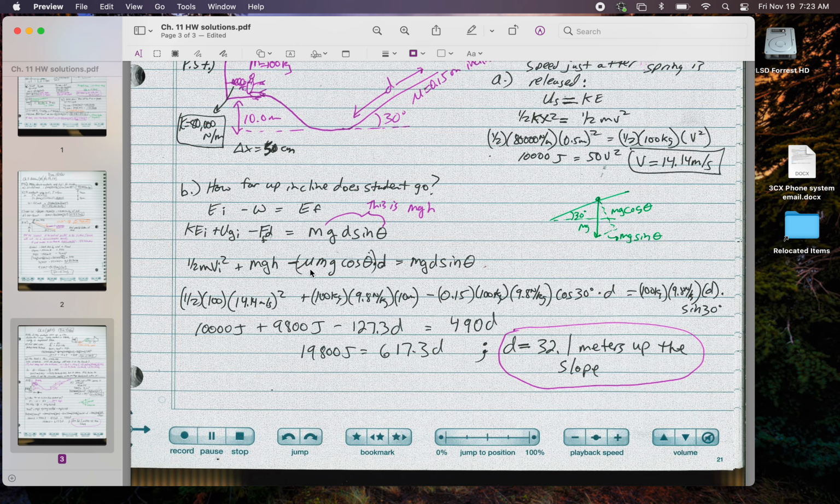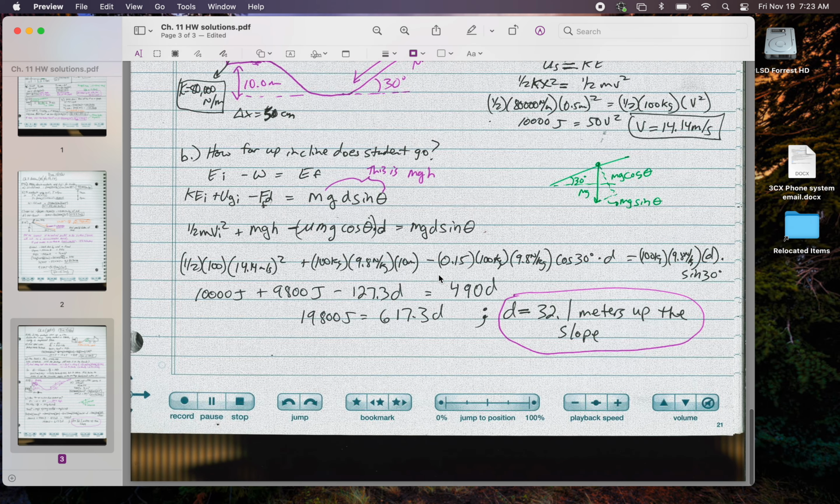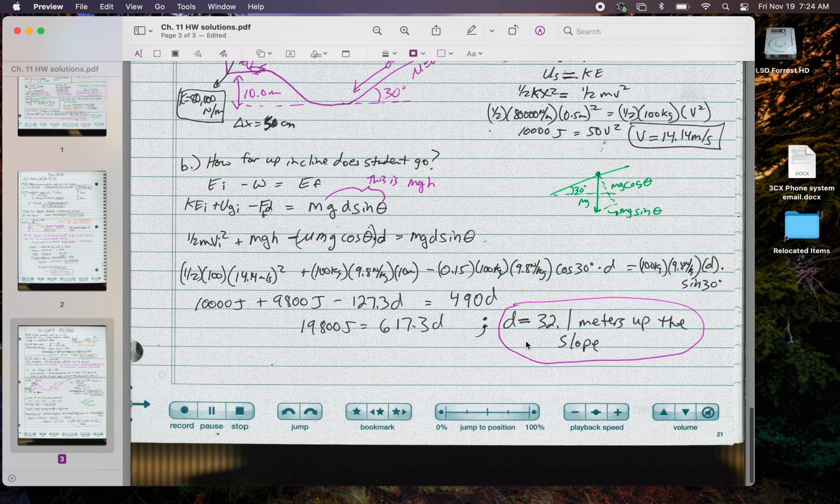To find the force of friction, it's mu mg times the cosine of theta. Why? Because the cosine of theta is the normal component of force. And then that's all multiplied by that distance as well. So this distance is in two parts of the equation, but it's only one variable. So it's just algebra right there. So I plug all this in, and I get that the person slides 32.1 meters up the ramp.